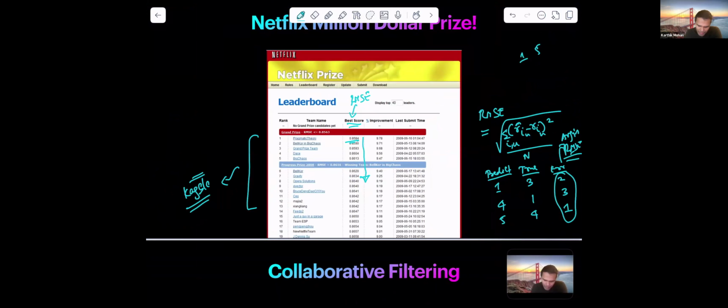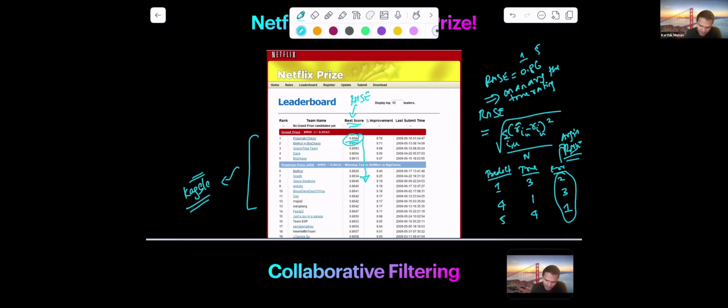So an error of 0.86. Let's say RMSE equals 0.86. What does that mean? It means on an average, the difference between the true rating and the predicted rating is at most 1, right? So if you predicted 4, it's very likely that the true rating is 3 or 5. If you predicted 2, the true rating would be 1 or 3. So you're very close, but you're not exactly there.